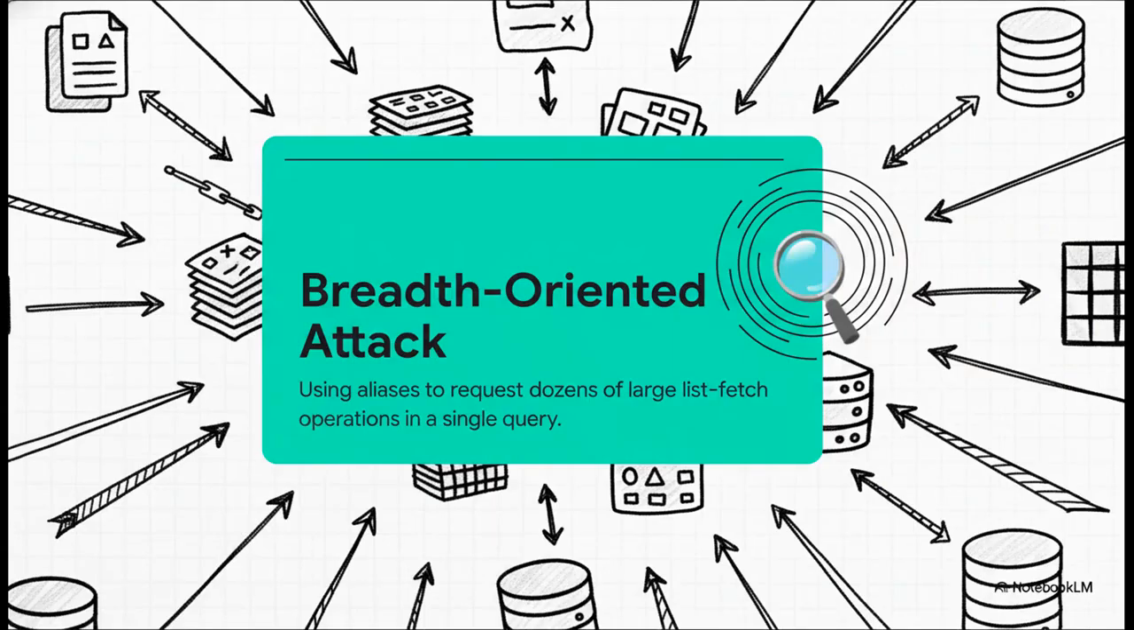Okay, so if the last attack was about going deep, this next one is all about going wide. It's the breadth-oriented attack. Instead of nesting, an attacker uses a built-in GraphQL feature called aliases. Basically, aliases let you ask for the same piece of data multiple times in a single query, just with different names. And you can see where this is going.